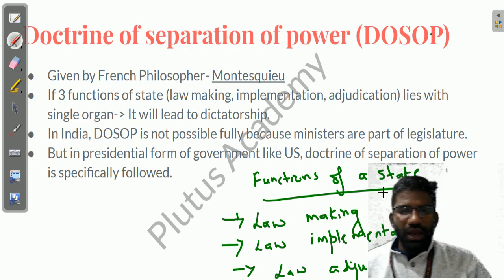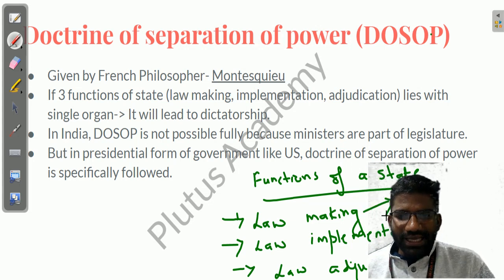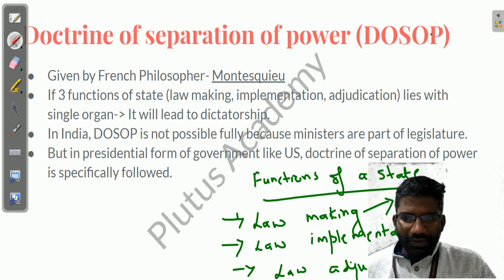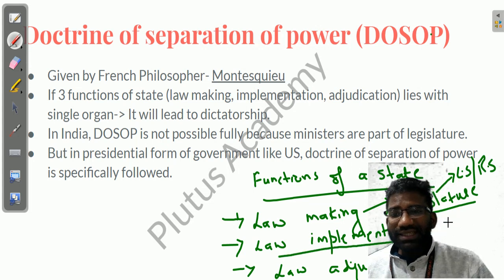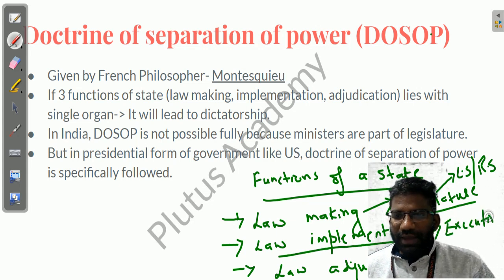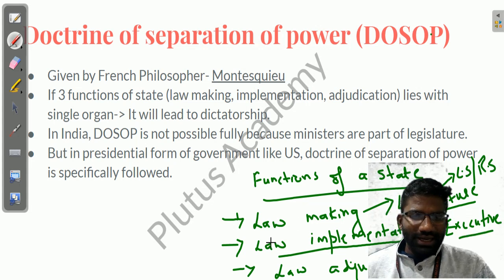Now, who makes the law? The legislature makes the law. What forms a legislature? Lok Sabha and Rajya Sabha form a legislature. Now, who implements this law made by the legislature? The executive implements this law.